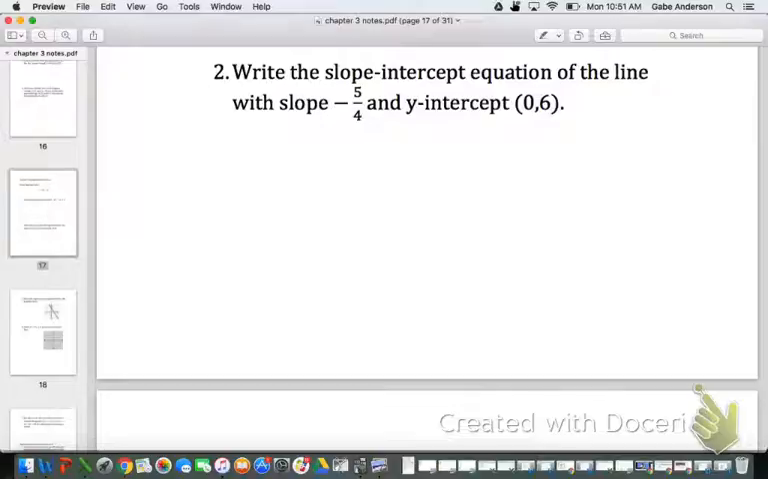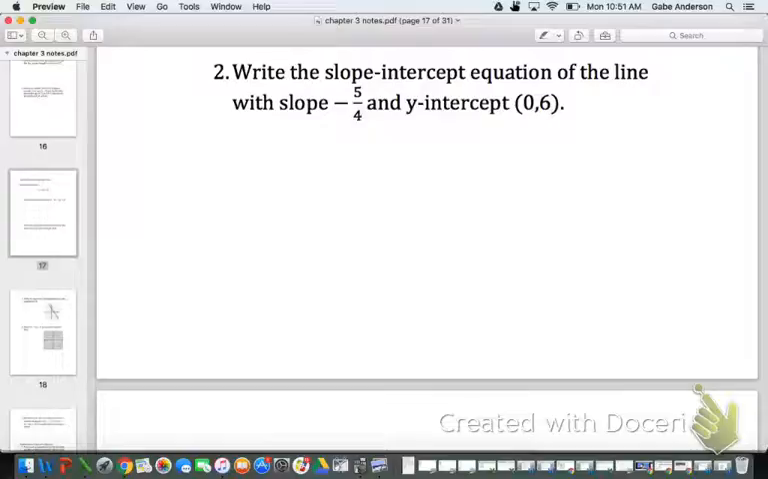So number 2 is really just the other side of the coin from what we did in number 1. In number 1, we had an equation and we were asked to find the slope and the y-intercept. Here in number 2, it says, write the slope-intercept equation of the line, and then they give us the slope, and they give us the y-intercept. That make sense? So see if you can take the two facts that they gave you and put it together to find the slope-intercept equation of the line.